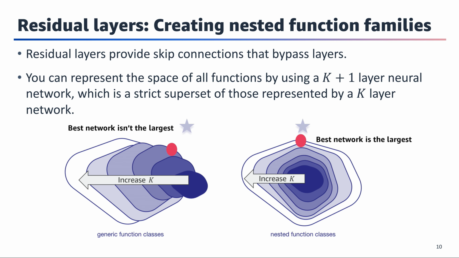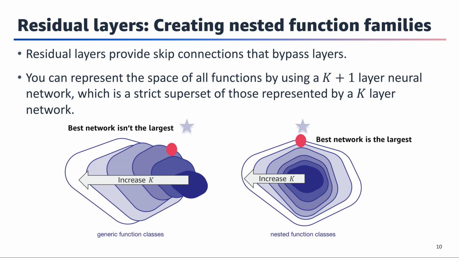The figure on the left side represents the region that spans all the functions that are represented by a generic network architecture. As k, the number of layers, increases, the resulting region shifts further away from the optimal point. This is because, as k increases, the new region doesn't contain all the functions that are represented by the previous network. Therefore, the deepest network often fails to be the better solution.